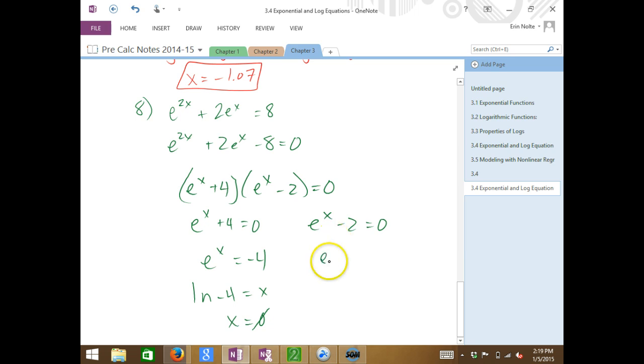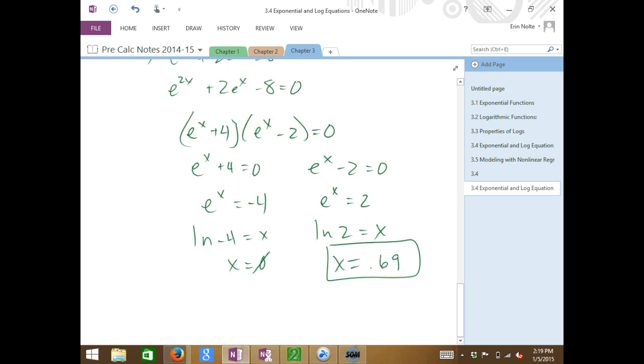Okay, the right-hand equation is going to be e to the x is equal to 2. So if I convert that into logarithmic form, the natural log of 2 is 0.69. You guys got this.